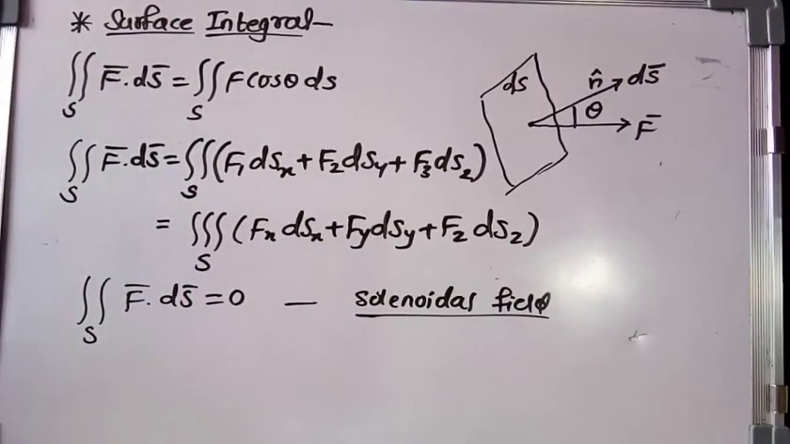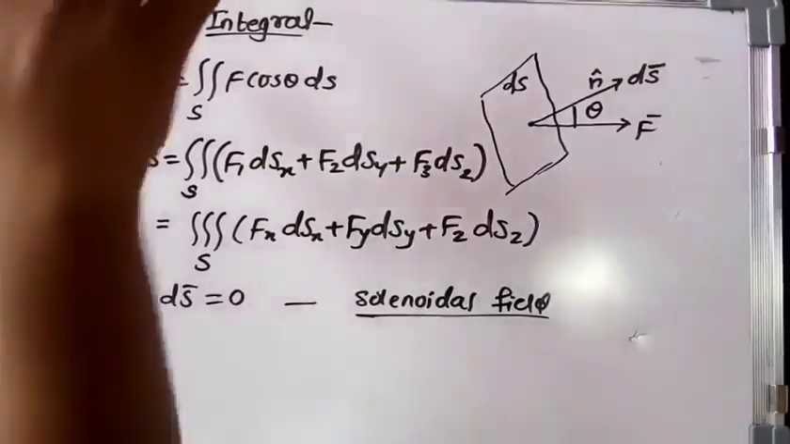For example, if F represents electric and magnetic induction at a point P, then the surface integral represents total normal induction over the surface. Another example, if the surface is drawn across a moving fluid such that its velocity changes from point to point on the surface, then the surface integral of V bar dot ds bar gives the volume rate of the fluid across the surface.